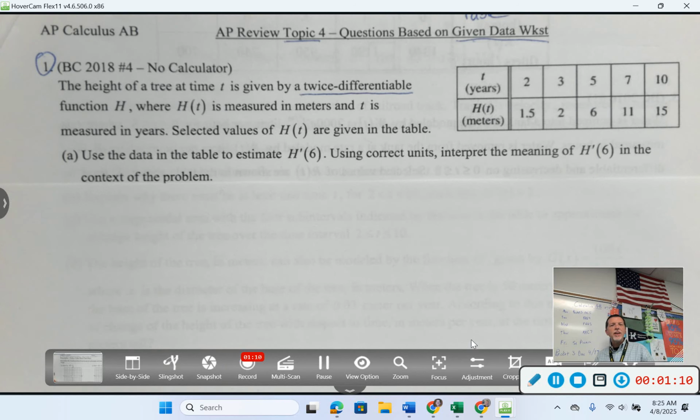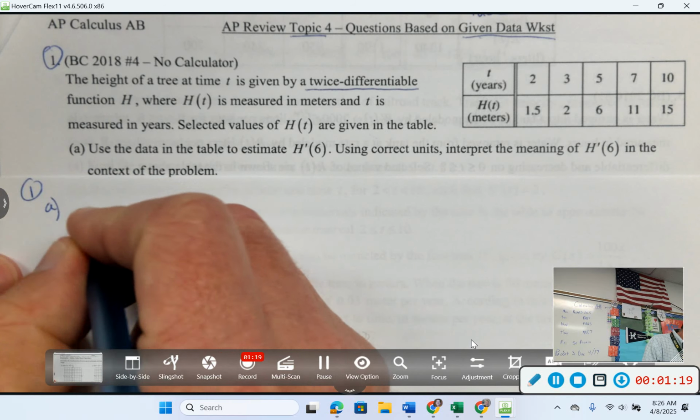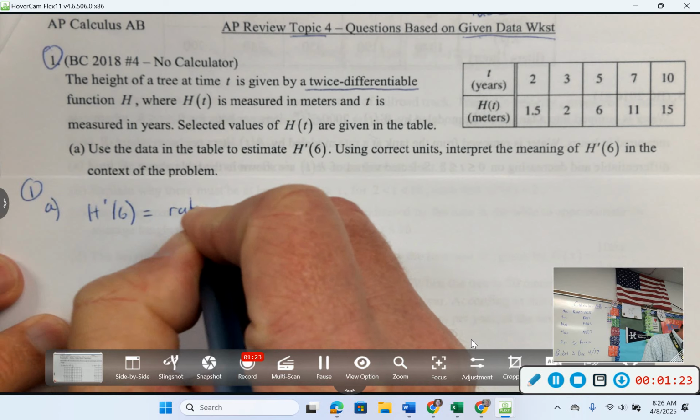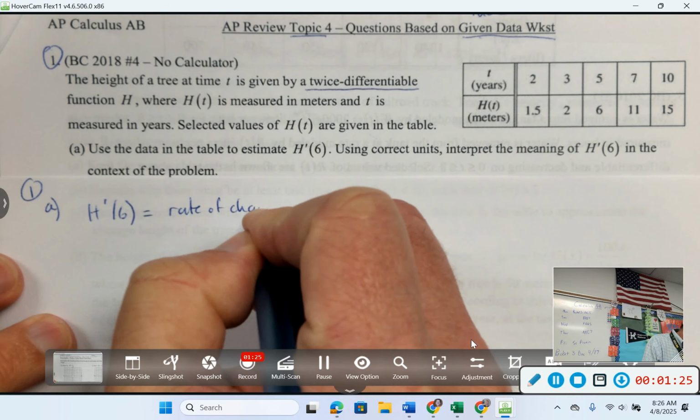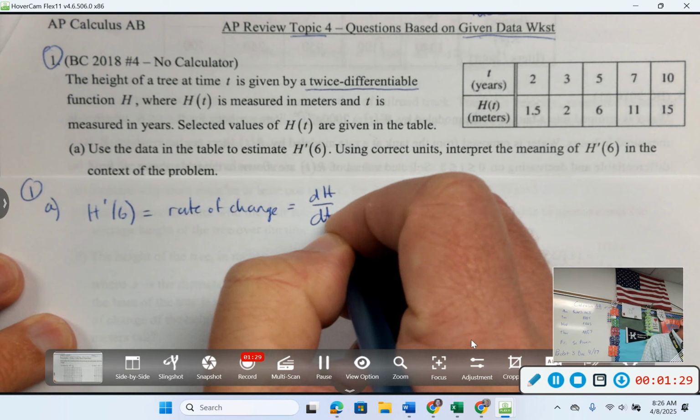Question A: use the data in the table to estimate h prime of 6. Well, that's the rate. That's the rate of change. 1a, h prime of 6. All right, that's the same thing as rate of change. That's dh/dt.